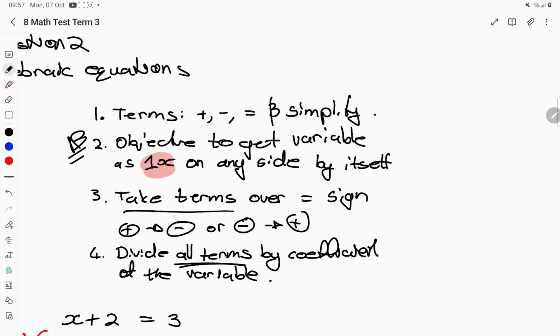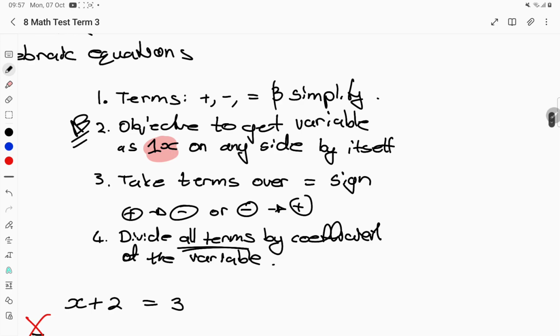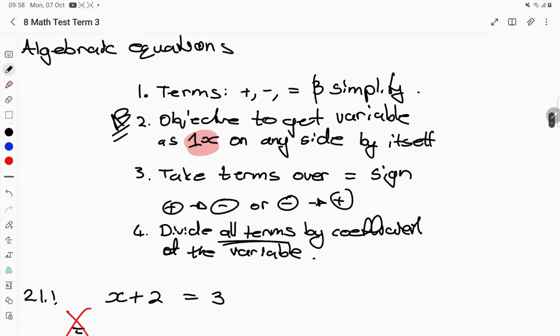And you can take terms over the equal sign. You have to separate your terms and identify them. You can take them over the equal sign as terms. You can shift them over, but then you just change their signs. So if they were a positive term on the one side, they become a negative term. If they're a negative term, they become a positive term. And step 4 is divide all terms by the coefficient of the variable. So if you end up with a 5x equals some things, all terms will be divided by the coefficient of 5. If it was a 10x, you divide all terms by that 10 to simplify, so you can get that value to be a 1x or 1y or whatever.